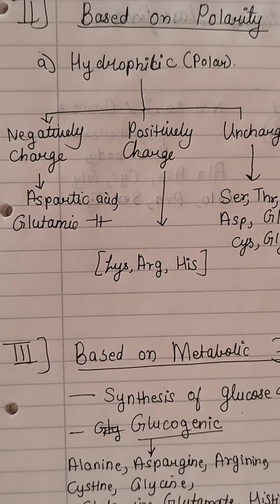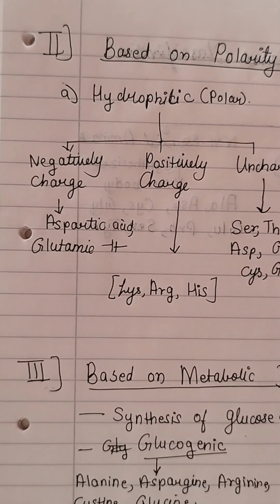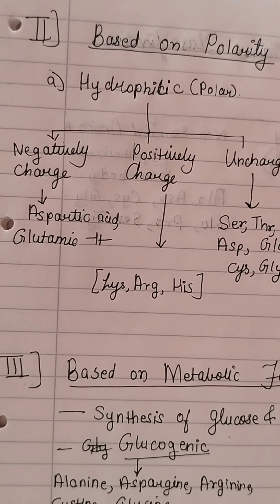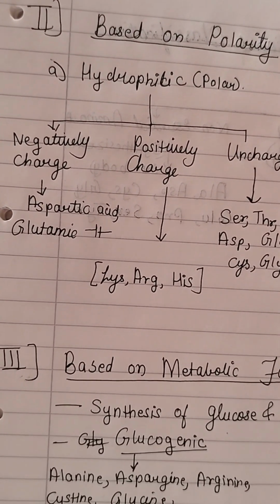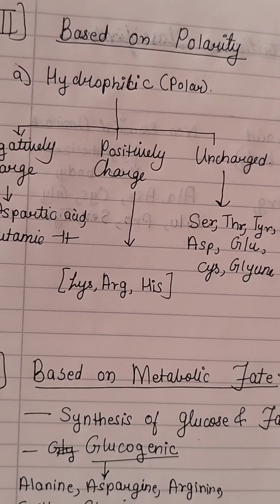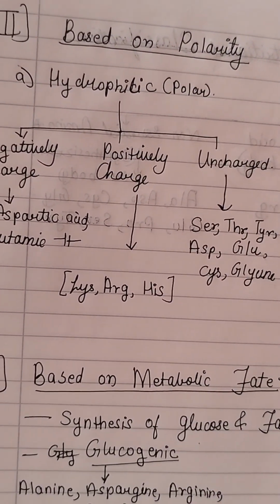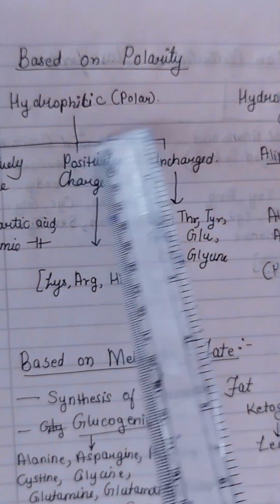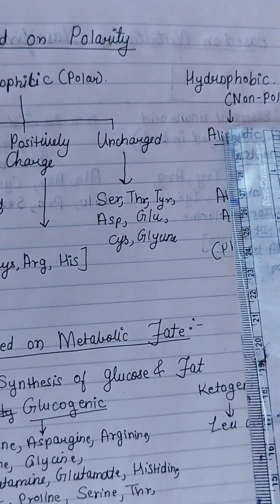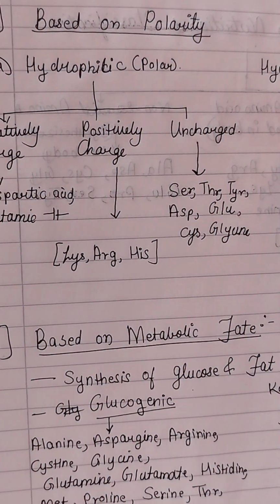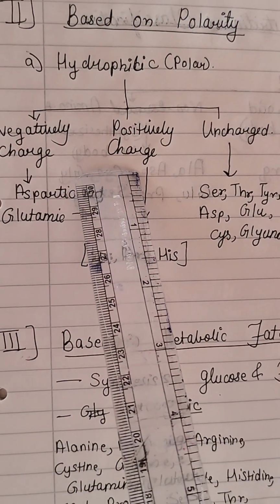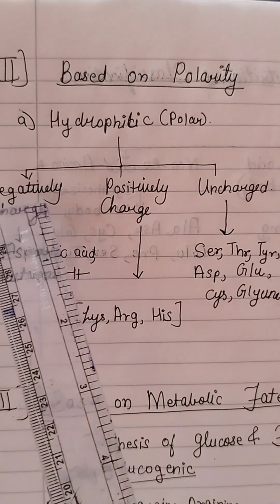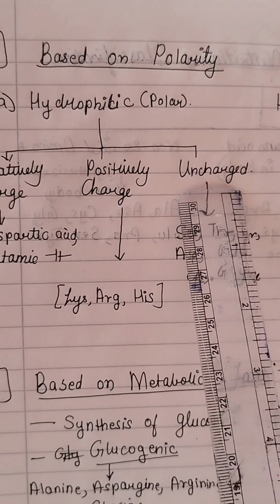So this was the structural classification. Now we have 3 more types. First we said structural classification, now the second one is based on polarity. Based on polarity, amino acids can be hydrophilic, that is polar, or hydrophobic, that is non-polar. In hydrophilic, you can see negatively charged, positively charged, and uncharged amino acids.